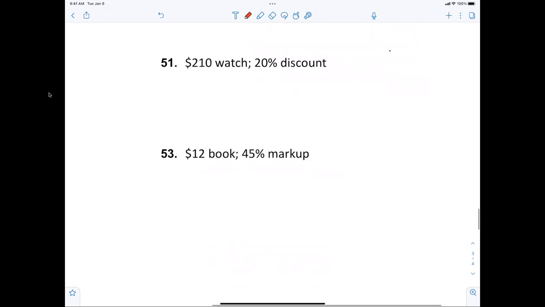Peter, tell me about 51. 51 is 1 point times 0.8. Wait. Oh, okay. So tell me what to write down again. It's 210 times 0.8. 210 times 0.8. Good job, buddy. It's 168. $168. Is that good? All right, David, you're up, buddy.